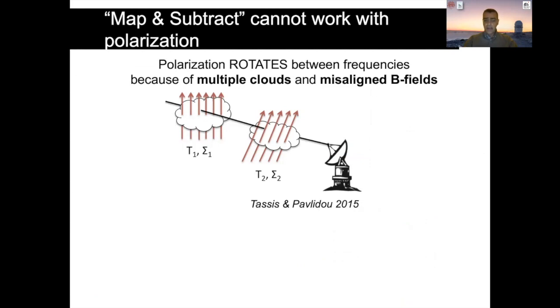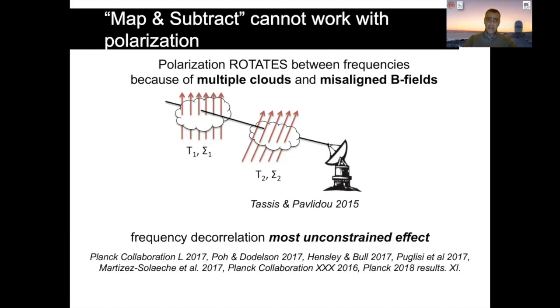2 clouds lie along the line of sight. One dominates the emission at high frequencies and the other at low frequencies. The polarization pattern then rotates between these frequencies, trying to trace the magnetic field of the dominant cloud in each case. This line of sight frequency decorrelation, as we call it, of the polarization pattern has been studied by several groups since, but there has not been a consensus among these studies because the effect remained elusive and unconstrained until very recently.